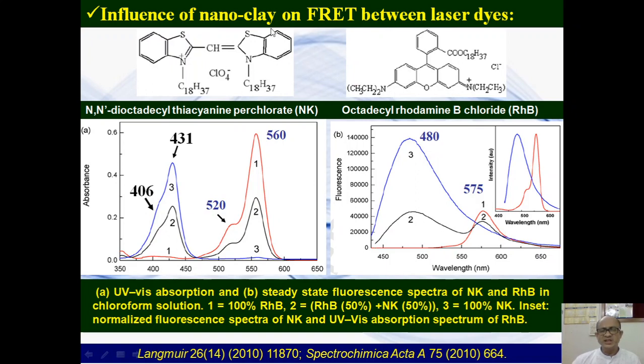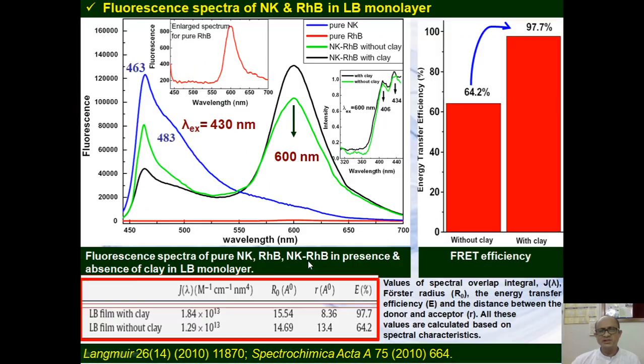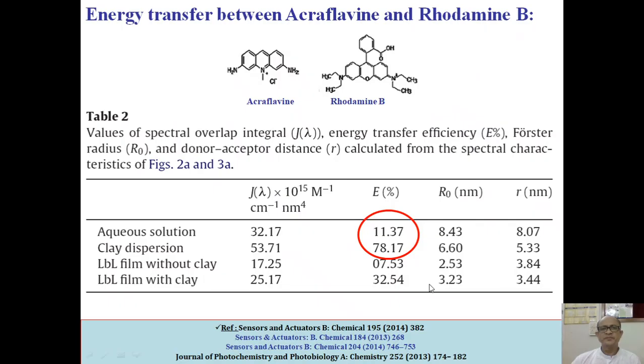One is a thiocyanine derivative, another is rhodamine, in presence of clay. It's already published. Interestingly, you can see in absence of clay, energy transfer efficiency is 64.2%, but in presence of clay, it becomes 97.7%. So this is very interesting. This is mainly due to the fact that in presence of clay, the distance between the molecules decreases. You see 8.36, which was in absence of clay 13.4.